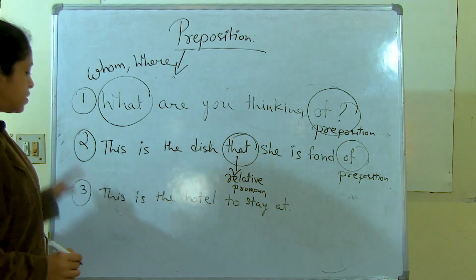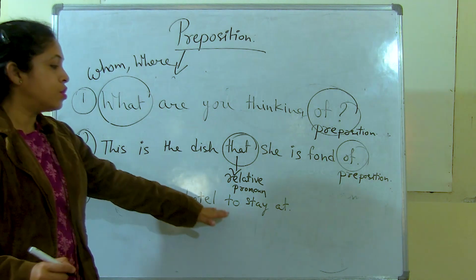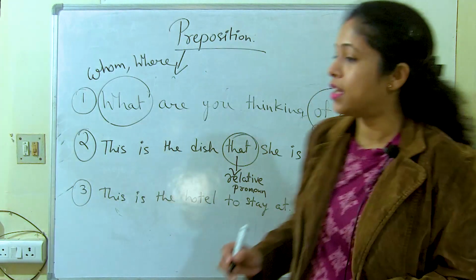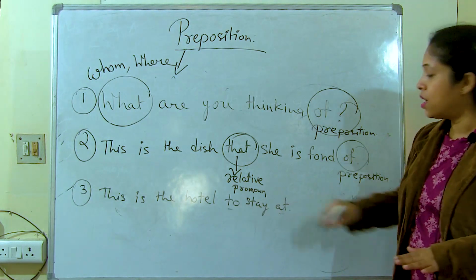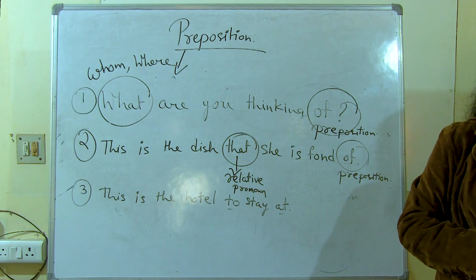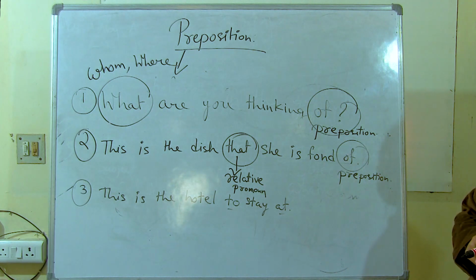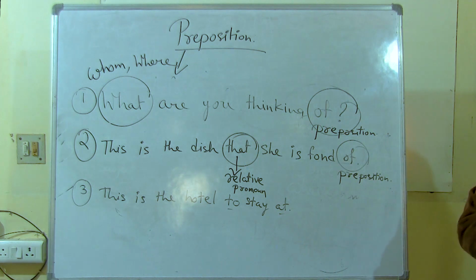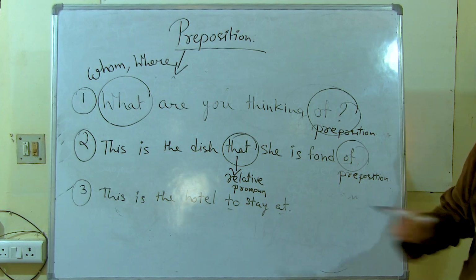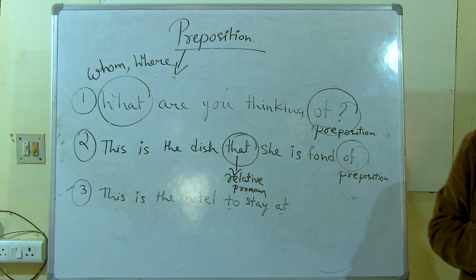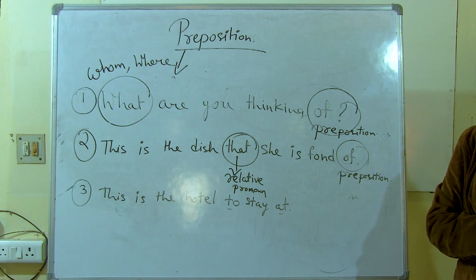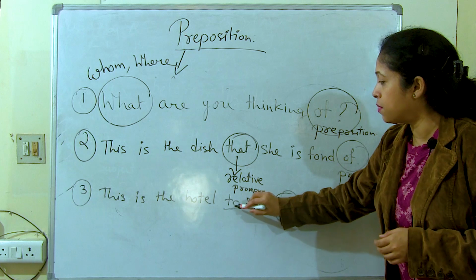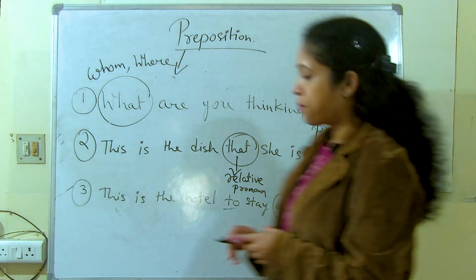Now see this sentence: this is the hotel to stay at. Apparently you will get two words related to the preposition. But in the exam, if you are asked to identify the preposition from here, this is the hotel to stay at, which one will be the preposition? At. Because to is not a preposition.